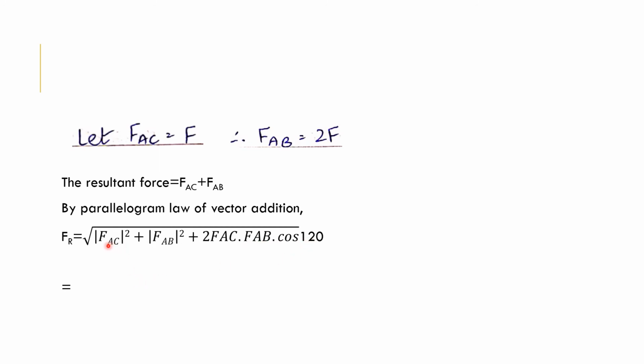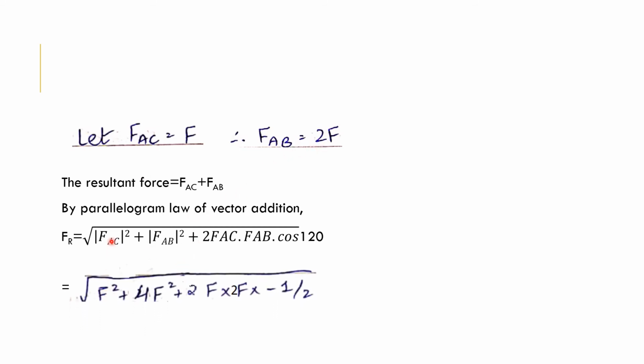Now just substitute FAC equal to F and FAB equal to 2F. We'll get F square plus 2F the whole square, so 4F square, plus 2 into F into 2F into cos 120, which is minus half.